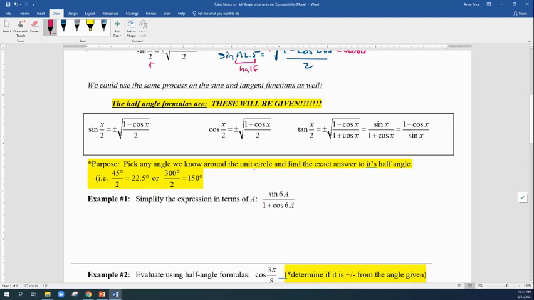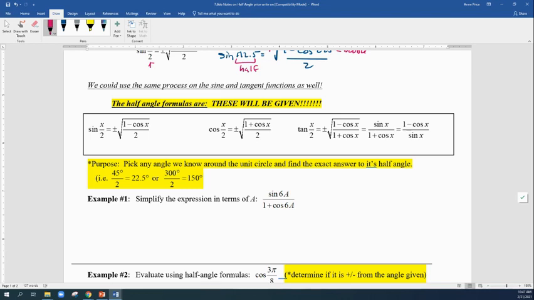Okay. All right. So here is our purpose. We're picking any angle we know around the unit circle, and we're finding the exact answer of its half angle using these identities. So 45 cut in half, 300 cut in half. Sometimes it makes more sense to use the half angle identities than other times, because we already know how to evaluate 150 degrees. So why would we apply the half angle identity? But it will still work. And true for 45 cut in half is 22 and a half. So you're going to see a lot of decimals working with this.